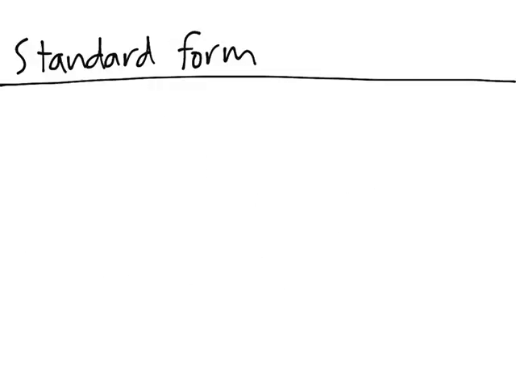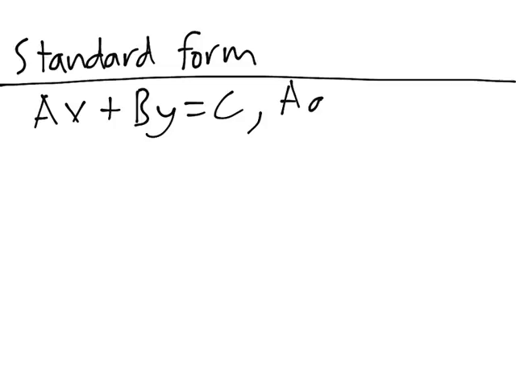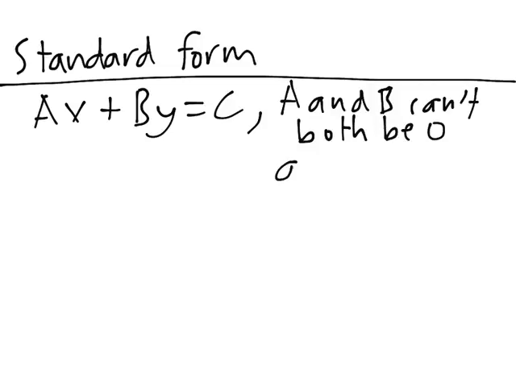Another interesting form we can write linear equations in is called standard form. Standard form looks like ax plus by is equal to c. Here we require that not both a and b are 0, so a and b can't both be 0, and a is greater than or equal to 0.